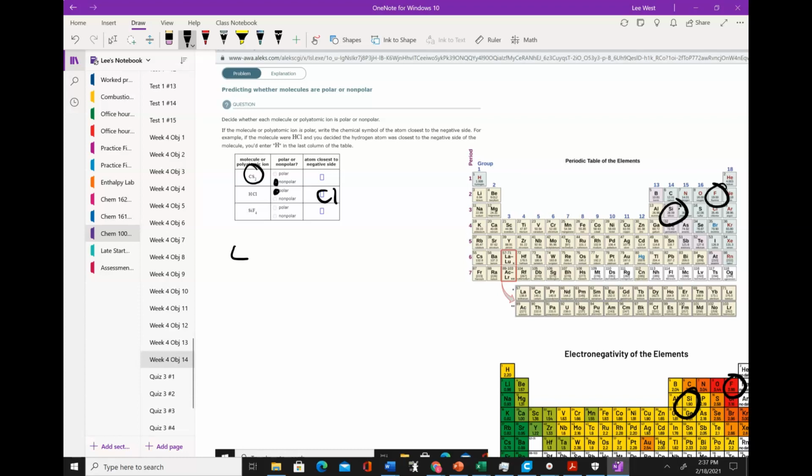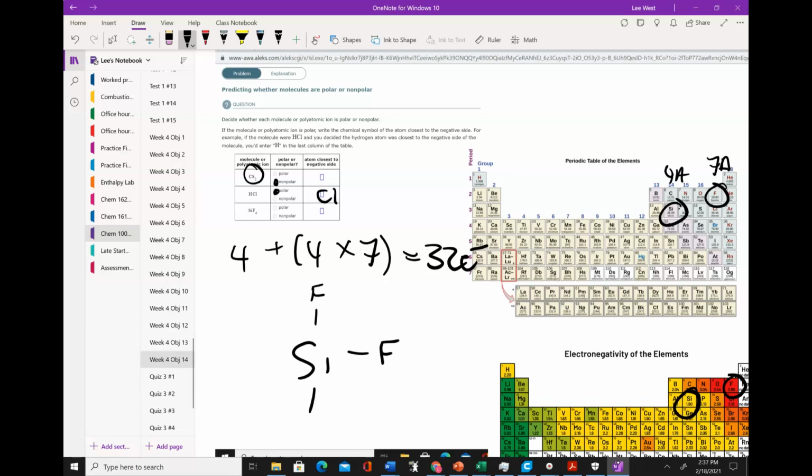Silicon's group 4A, so it contributes 4 electrons, and then I've got 4 fluorines, and each of them contributes 7 electrons. So 4 times 7 is 28, plus 4 is 32 electrons. Silicon has a lower group number than fluorine, so it's going to be my central atom. So it's going to be silicon with the 4 fluorines attached like so. To attach the 4 fluorines, it requires 4 single bonds or 8 electrons, and that leaves 24 electrons left to finish everything off.